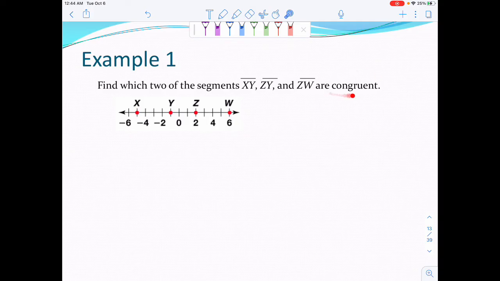So what does congruent mean? We've got to remember what it means up there. Up top it said that congruent means that we have two segments that are the same length. So what I'm going to do to each of these is first find out what each of these are equal to. So ZY, XY, and ZW. So that's what I'm going to do.